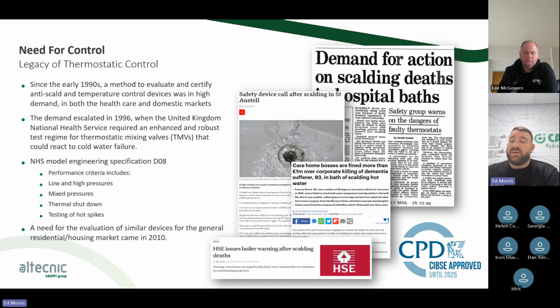There's a couple of documents that you can see on the right-hand side there where there have actually been instances. It's not just hearsay. We're not just making it for the sake of a presentation. These are real true-life instances that have happened where it could have been prevented by the use of thermostatic mixing valves.